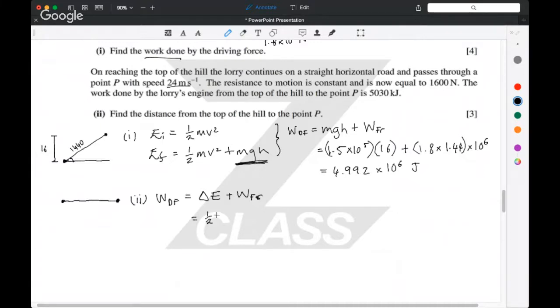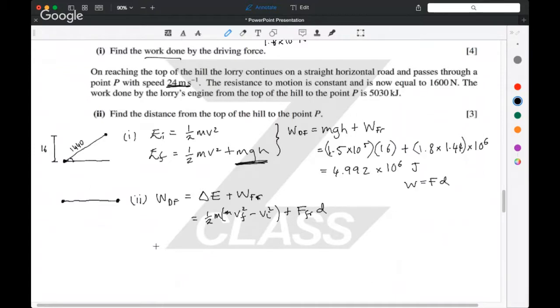So it's 1/2 m times V final squared minus V initial squared. So that's the change in the internal energy because it's sped up from 15 to 24. And the work done by friction is the work done over the resistance force times distance, like work is force times distance, right? So this is going to be the force of friction times the distance.